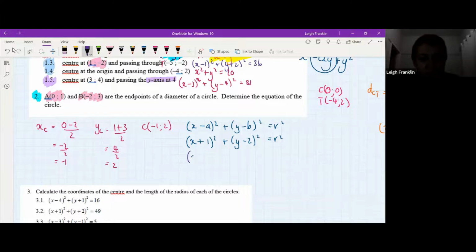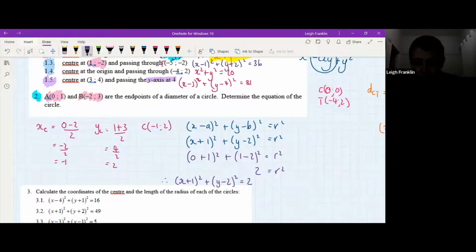So when x is equal to 0, y is equal to 1. And that gives us r squared. So this is going to be 1 plus 1, and that would give us our 2, which is equal to r squared. So that's another way that we could do it. Lovely, Kumo, well done. So therefore, the equation of this particular circle is x plus 1 squared plus y minus 2 squared equals 2.